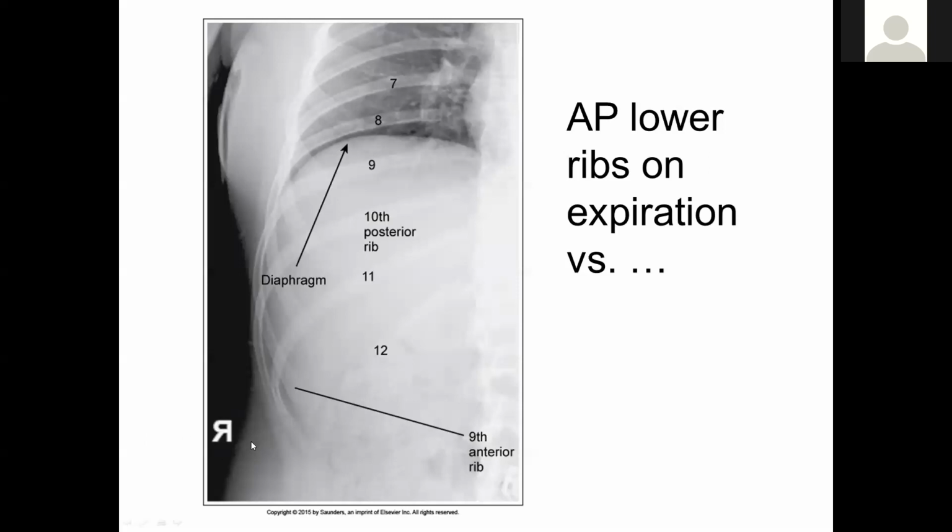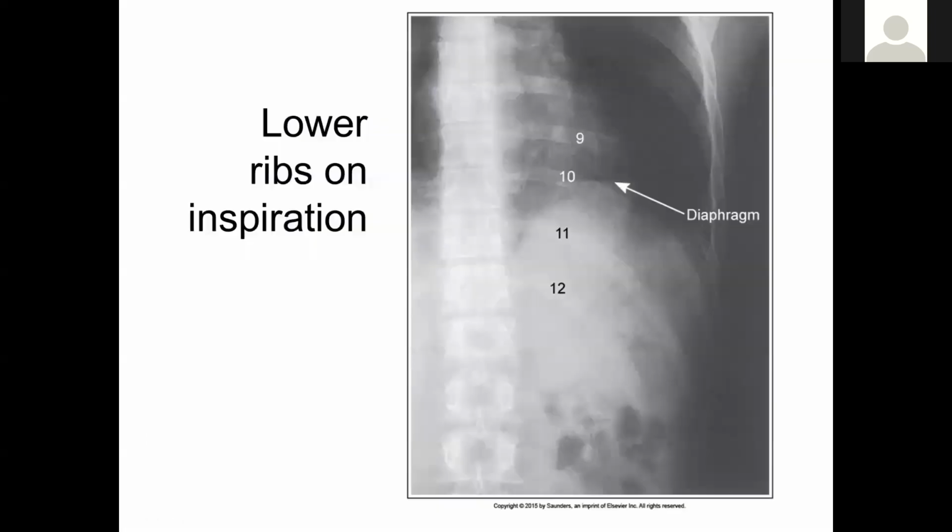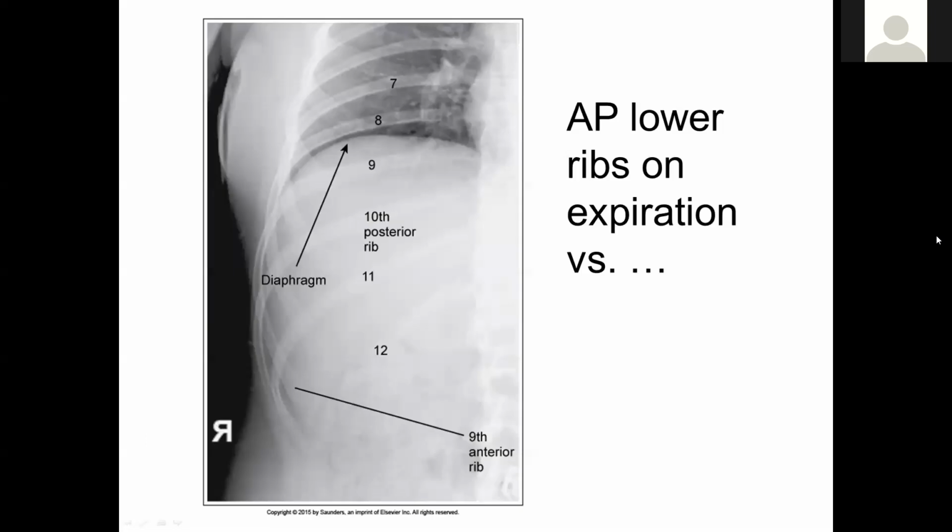Marker is going to go in the bottom corner on an AP ribs. Note the difference if you have your patient breathing in for this projection. We can still see 12 and 11, even though this picture quality is very poor, but it's difficult to discern fractures on 9 and 10 here compared to on this projection.